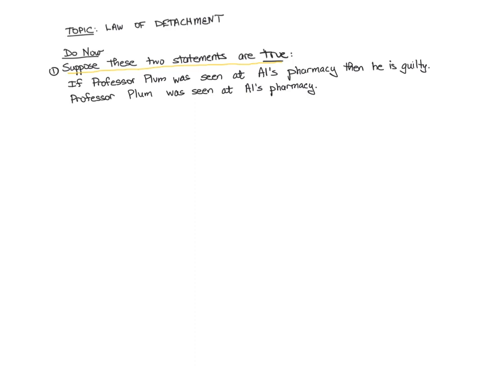But suppose the detective learns that Professor Plum was seen at Al's pharmacy. Then what would be his conclusion? Well, the conclusion would be that Professor Plum is guilty. So I'll write this down. Conclusion: Professor Plum is guilty. And this demonstrates the law of detachment.